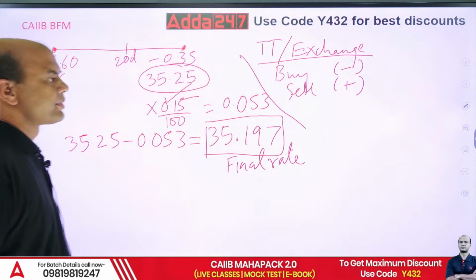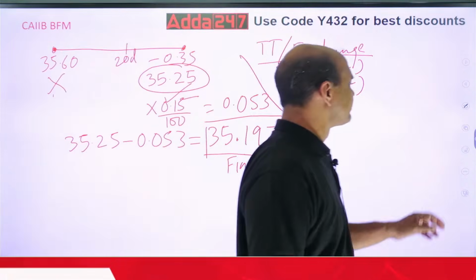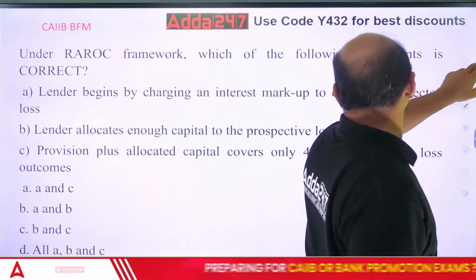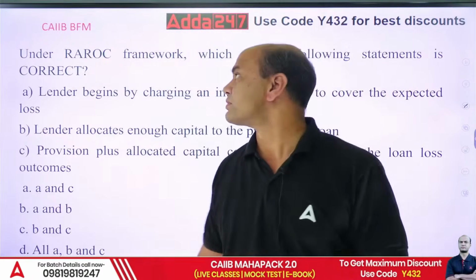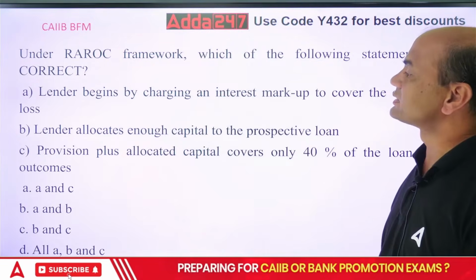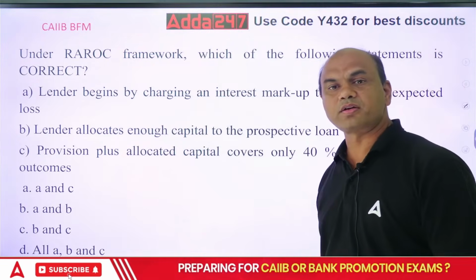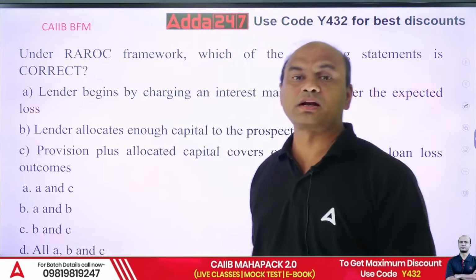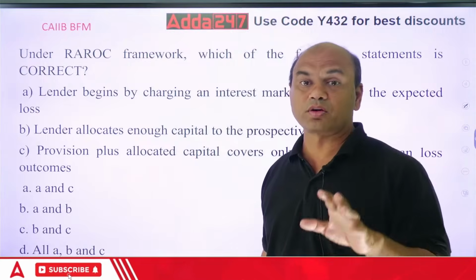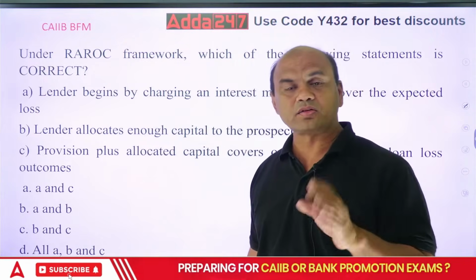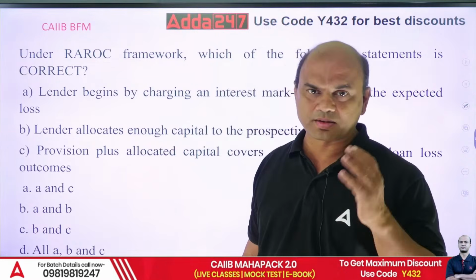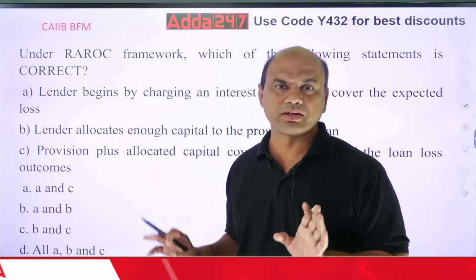Now I'll cover some objective questions. Let's see. Under the RAROC framework, which of the following statements is correct? See, RAROC. What is RAROC? Risk adjusted return on capital. What do you mean by this? Return on capital means how much I am investing and how much I am getting back. That's the simple meaning of ROC, return on capital.